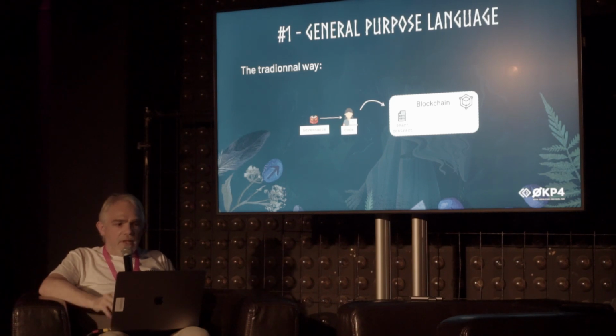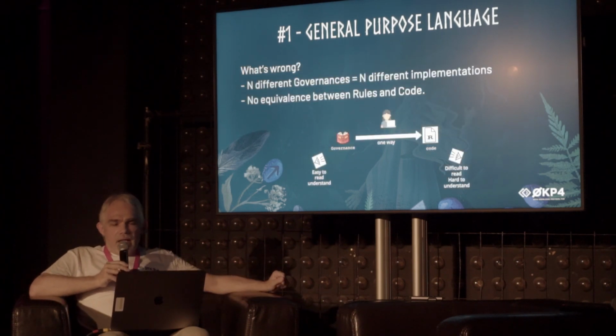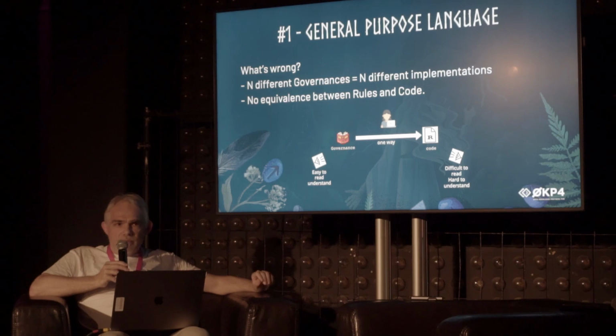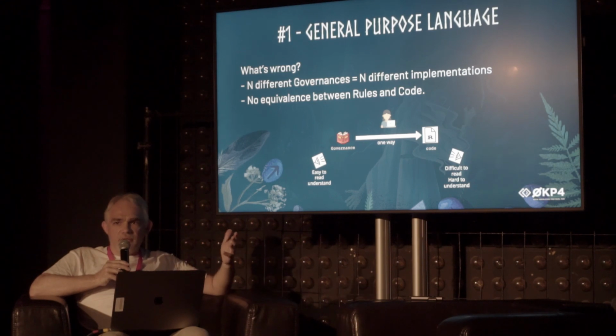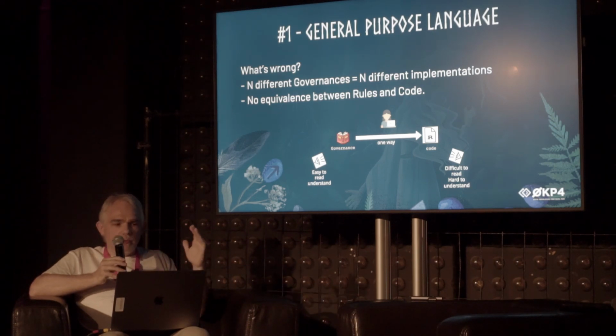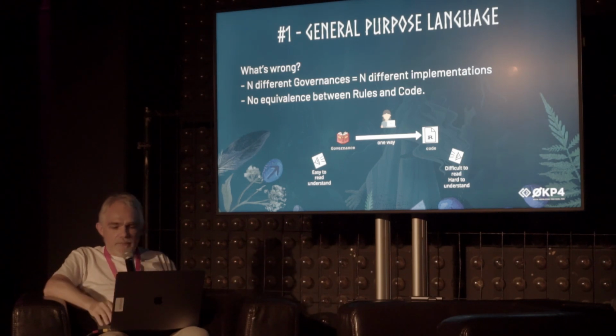Is it okay? I don't think so, because any different governance means a different implementation, possibly using different technologies and possibly a different programming language. And there is no strict equivalence between the rules and the code. This is the problem: on one side you have the governance, which is easy to read and understand, and on the other side you have the smart contract, which is quite difficult to read and understand. So we don't have equivalence between the two.